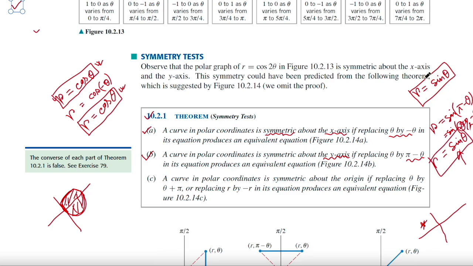So if you sketch r equal to sine theta, we know it is a circle which lies in the upper half. And we understand that this curve is symmetric to the y-axis. This part and this part are the same.